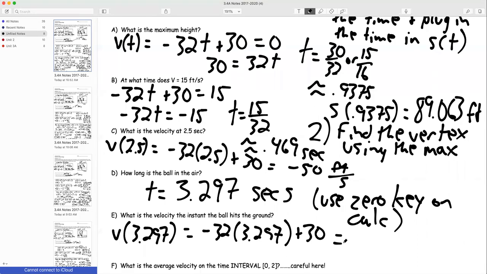Someone have it? I got negative 75.504, and that's going to be feet per second again. I wish I knew how to do this in physics last year.